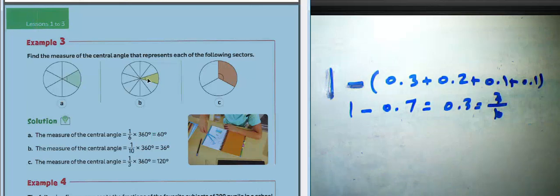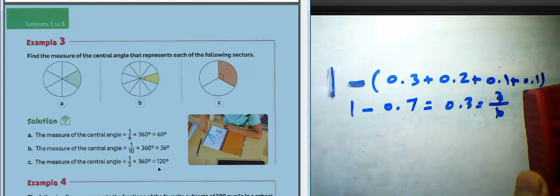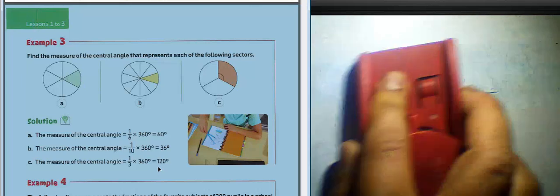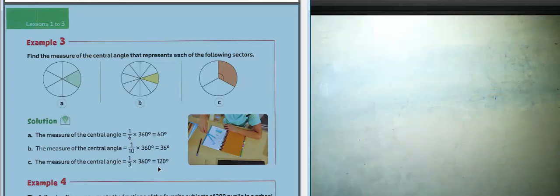And letter B, we have one part from 10 parts colored. 1 over 10 multiplied by 360 equals 36. And letter C here, we have one part from 3 parts. 1 over 3 multiplied by 360 will be 120. Understood? Now we will solve example number 4.